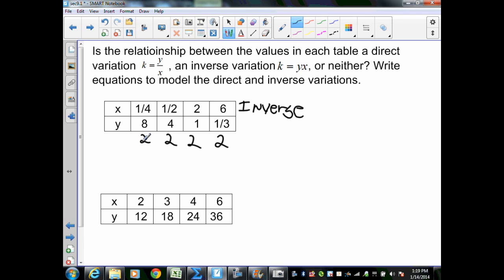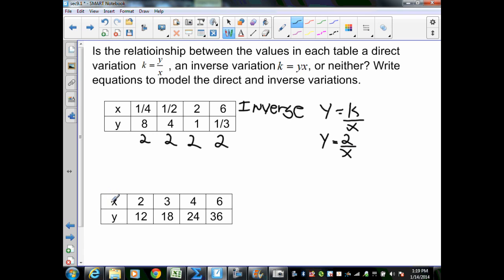And my k happens to be 2. And I know my general form is y equals k over x. Therefore, y equals, with k, a constant of variation of 2, is 2 over x.